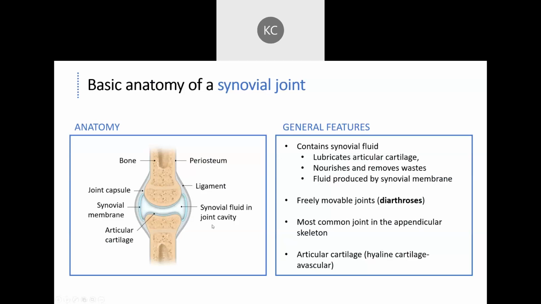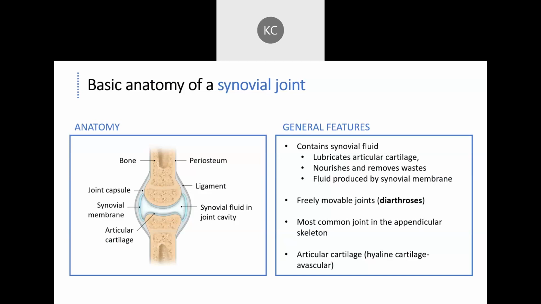Okay. Because of this fluid and because of this space here, our synovial joints are going to be diarthrotic. Okay, so they're going to be very mobile, very movable joints. And we have many of these in our appendicular skeleton. You do have some in the axial skeleton, but you have far more in the appendicular skeleton, associated with the upper extremity and the lower extremity as well, right?